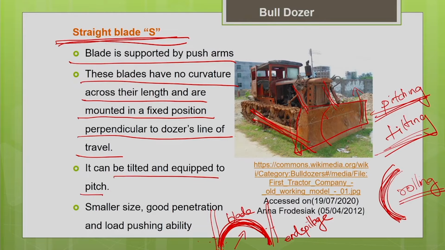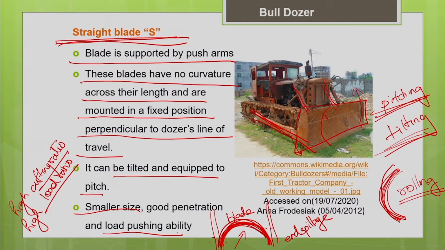These blades are generally smaller in dimension. Straight blades are smaller in dimension. So what are the benefits of having smaller blades? You can have high cutting ratio and high load ratio. That means these blades will have high cutting ability or penetration ability, and also high load pushing ability. So when you are going to encounter hard terrain, it is preferable to go for these smaller straight blades. It can easily handle the harder terrain.